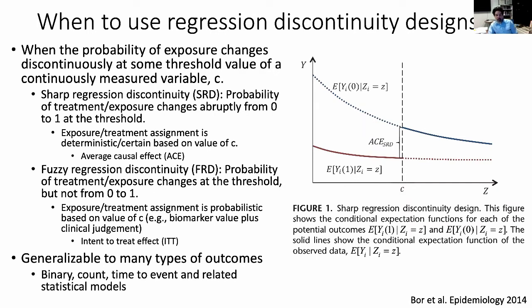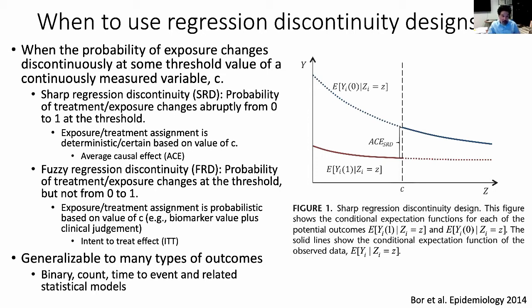So when do you use regression discontinuity designs? When the probability of exposure changes discontinuously at some threshold value of a continuously measured variable C. And there are two types of regression discontinuity that we can think about. One is called the sharp regression discontinuity, where the probability of a treatment or exposure changes abruptly from 0 to 1 at the threshold. So this is, for example, when, regardless of any other factor, if your systolic blood pressure is 140 or higher, you will be given treatment. And in that situation where the exposure changes abruptly from 0 to 1 at the threshold, where treatment assignment is basically deterministic, you can estimate the average causal effect of the treatment.